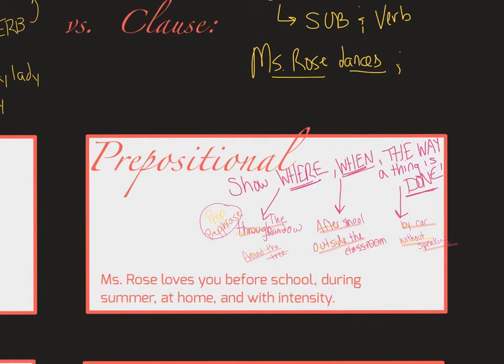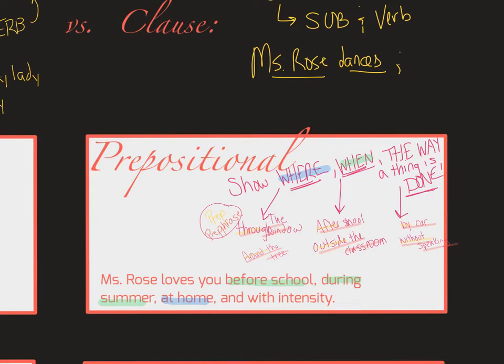So as far as these when, where, and how things are done, I am going to just change my colors up because I want to show you what each one of these looks like in my example here. I have Miss Rose loves you before school, during summer, at home, and with intensity. So this where would be where, well, I love you with, oh, no, wait, that's a when. Silly. Where, I love you at home. When, before school, and during summer. Those are both prepositional phrases.